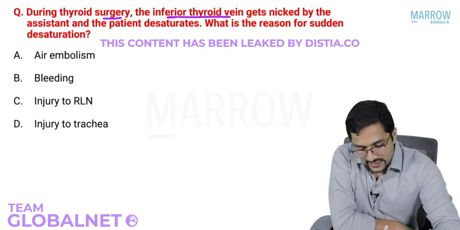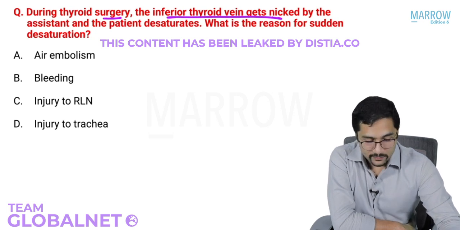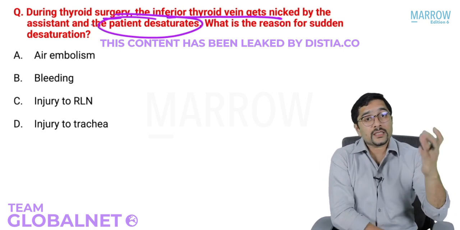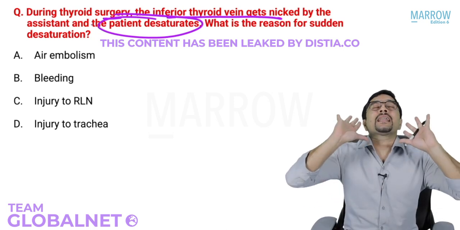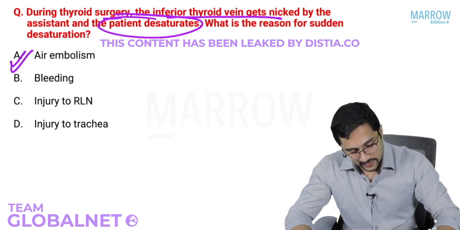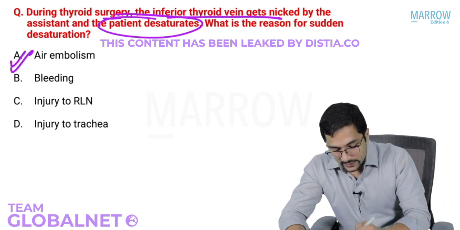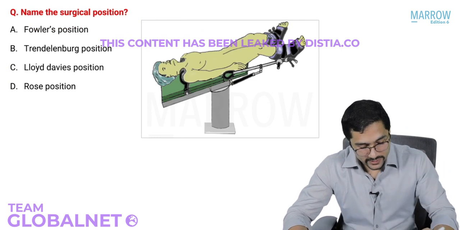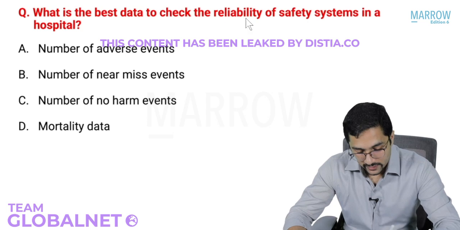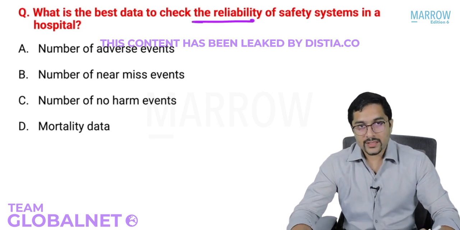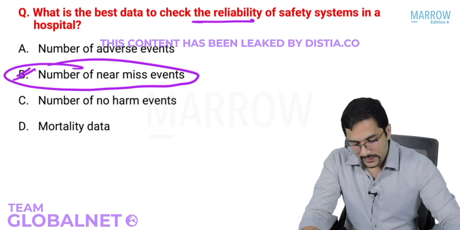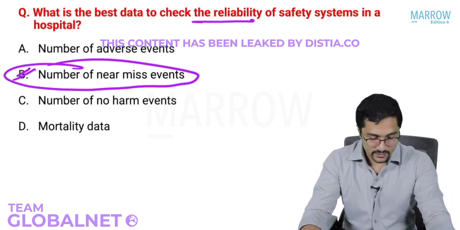During thyroid surgery, the inferior thyroid vein gets nicked by the assistant and the patient suddenly desaturates. During surgery, sudden desaturation and thyroid, I told you, head end is up. So air embolism can occur, right? Air embolism can occur. And the best data to check the reliability of safety systems in a hospital, I told you, is the number of near miss events.